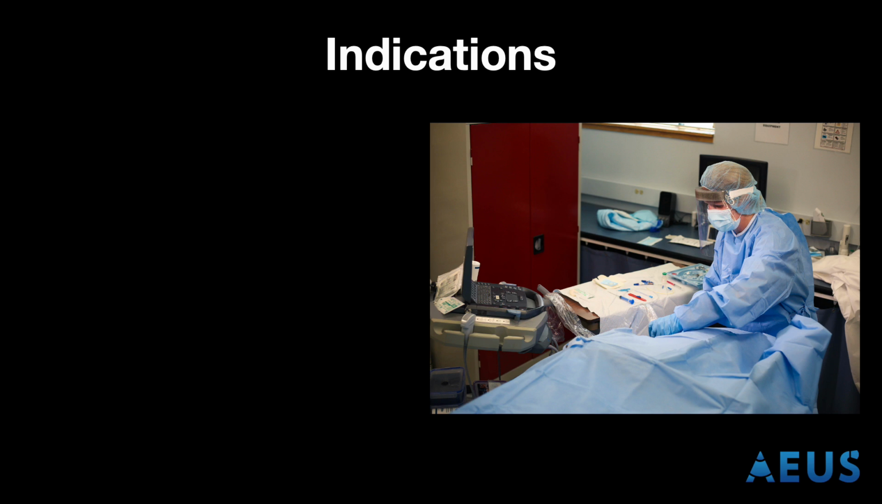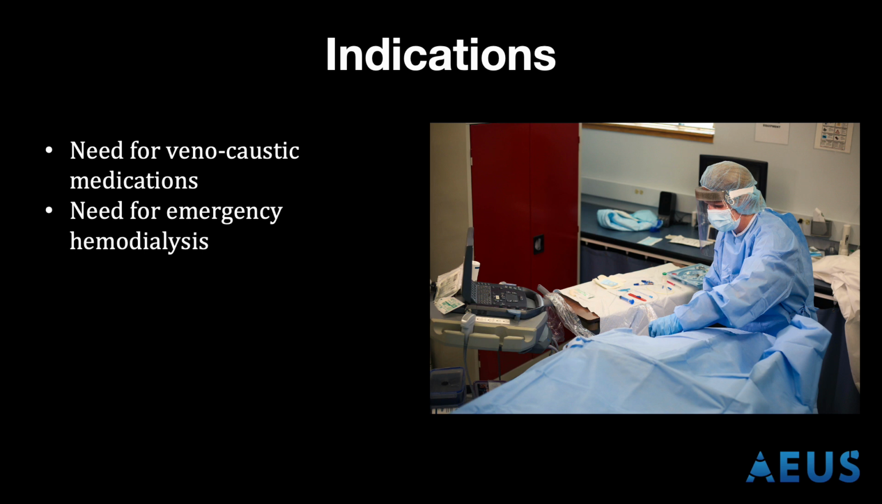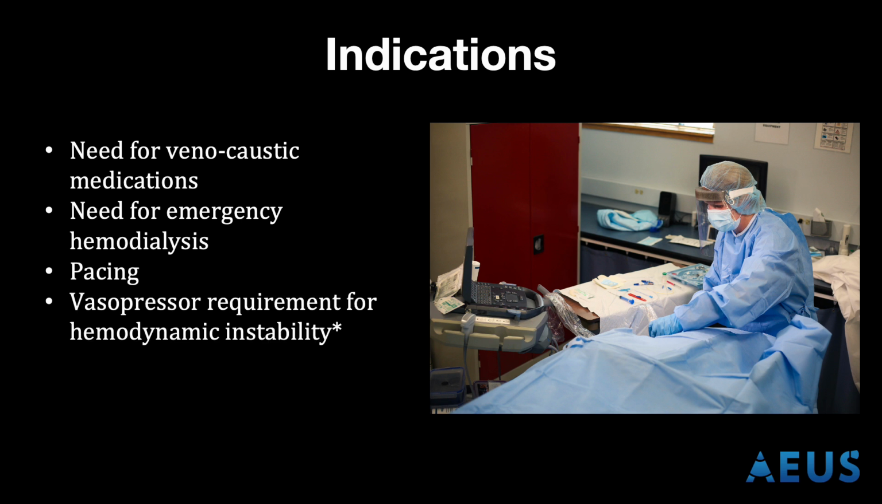Okay, so let's talk about the indications for central line placement. Traditionally, central lines have been placed to avoid venous damage during administration of caustic medications, to obtain access for emergent hemodialysis, to obtain access for transvenous pacing, to administer vasopressors in hemodynamically unstable patients, and because there was no other way to obtain access in the patient.